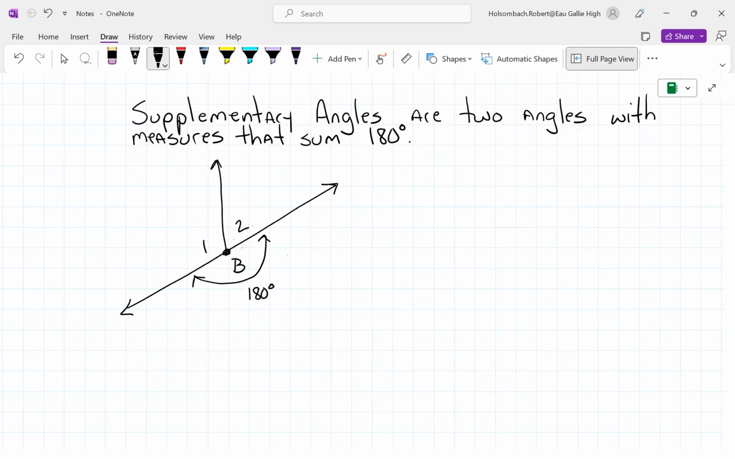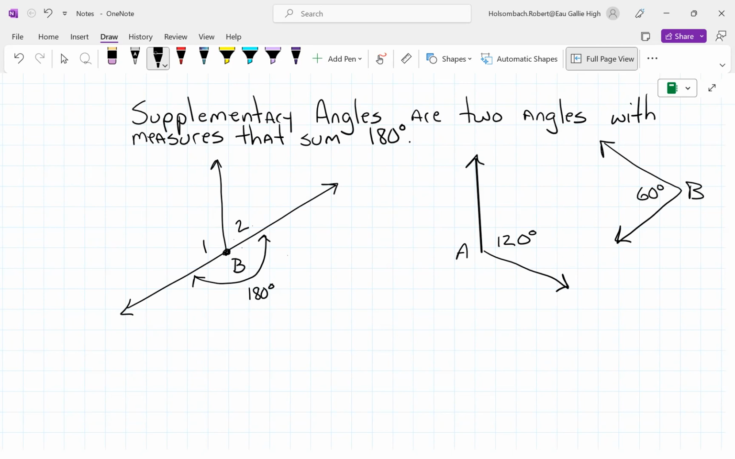If we were to draw an angle down here, angle A, that's 120 degrees. And then next to it, angle B, that's 60 degrees. In this case, angle A and B are supplementary, aren't they? They sum 180.